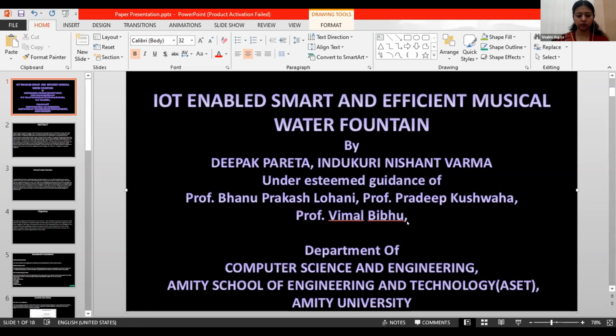Okay. Good morning, everyone. Today, my paper is on the topic of IoT-enabled smart and efficient musical water fountain. This is from the Computer Science and Engineering Department of Amity University.